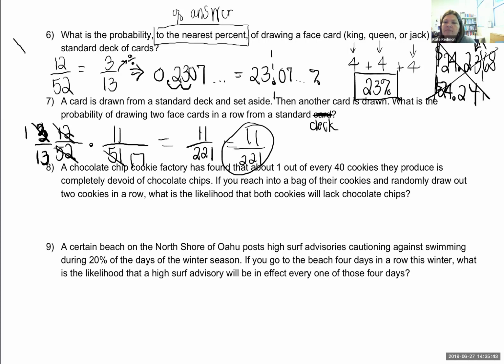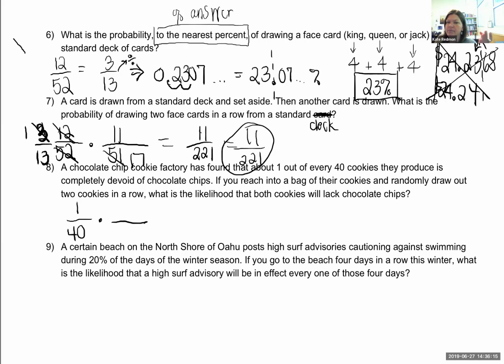Okay. Can you see that I have multiple events happening here? Yeah. How many events are occurring? 2. So we'll have 2 probabilities we'll multiply together. Okay, let's do the probability of the first. I'm going to reach into a bag and I'm going to pull out a cookie. What's the likelihood that it will lack chocolate chips? 1 out of 40. They told me. Okay, now the question is, what's going to be the probability that the next cookie will also be devoid of chips?